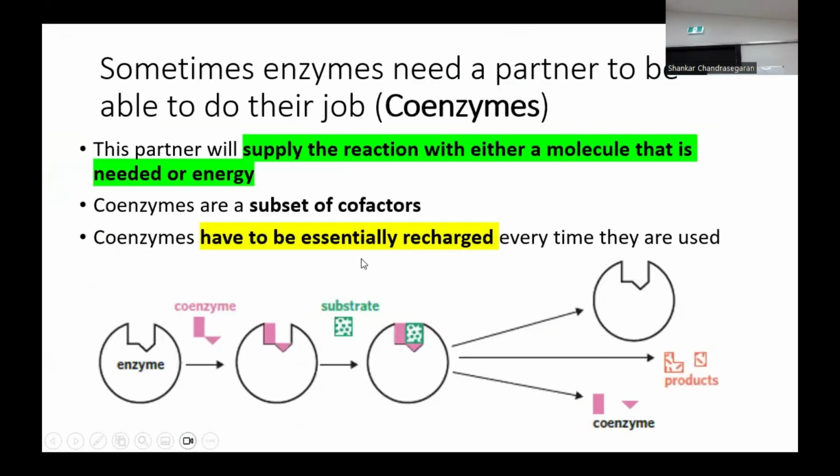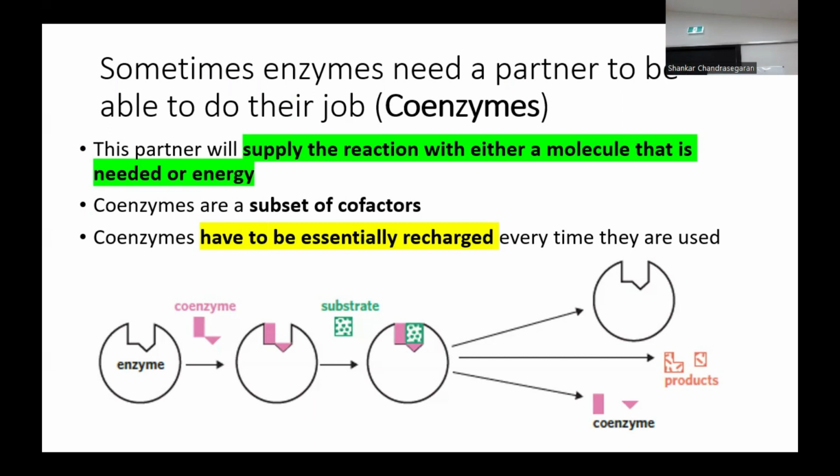So the enzyme needs a coenzyme to bind to it first, and then only the substrate can bind, allowing the reaction to happen. And the coenzyme is essentially used up for the reaction. So that can either be energy or the molecule, but you guys will more often know it as energy.